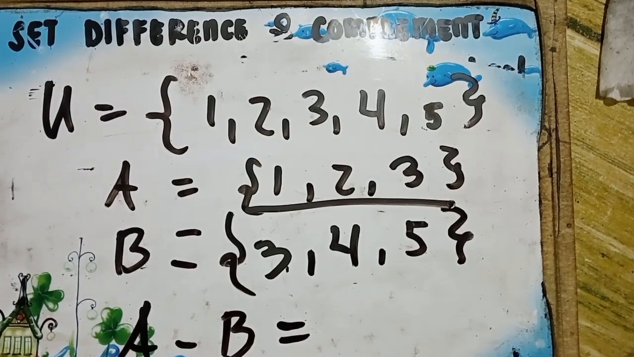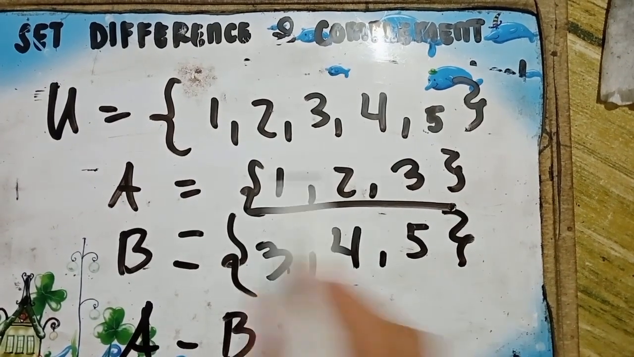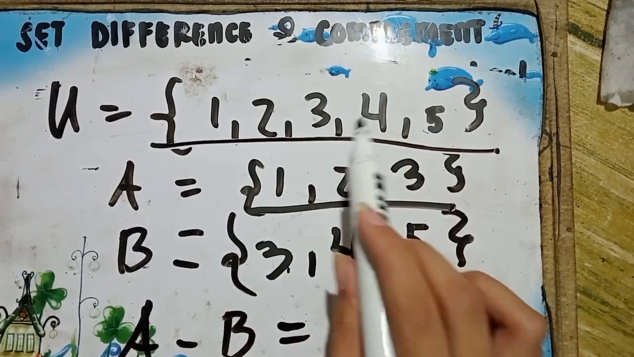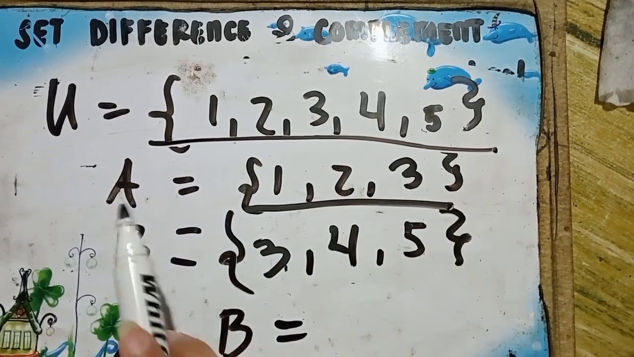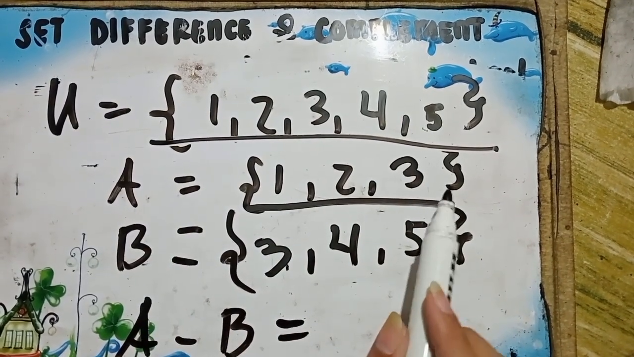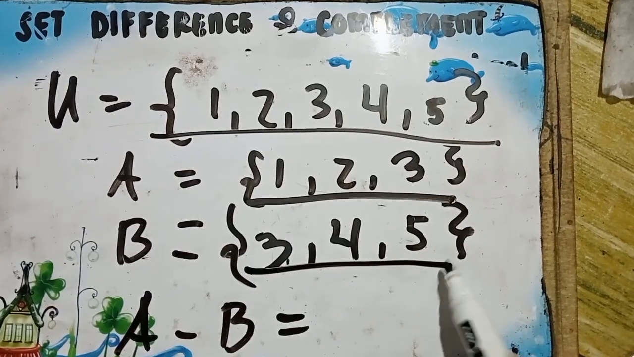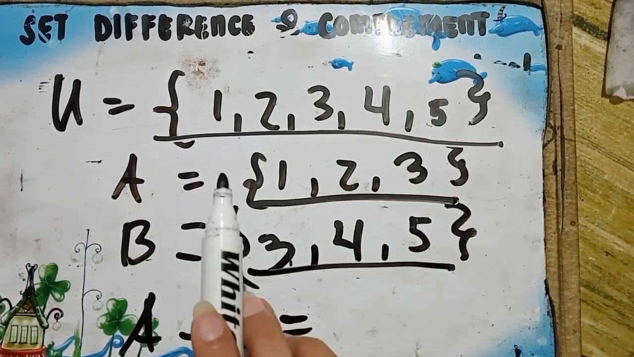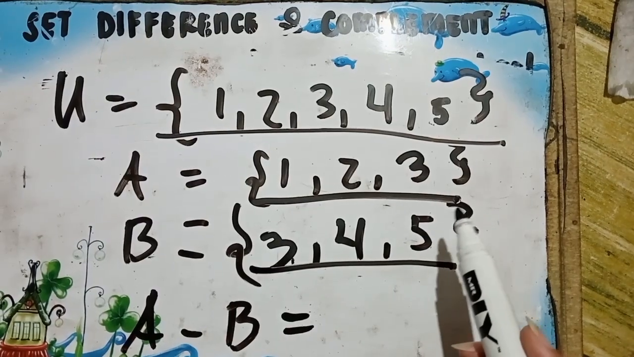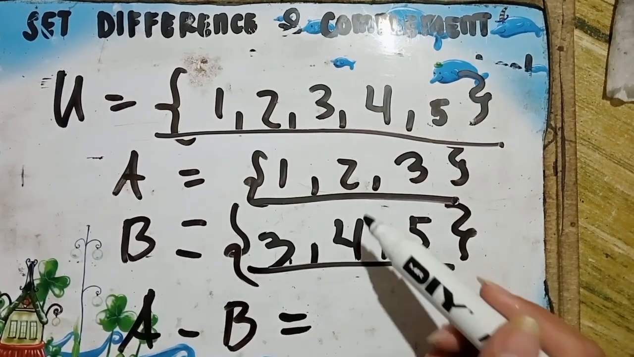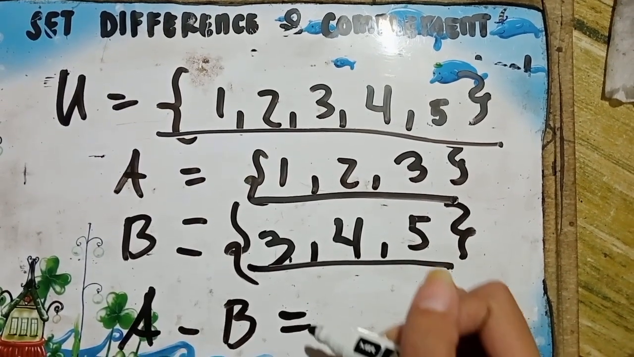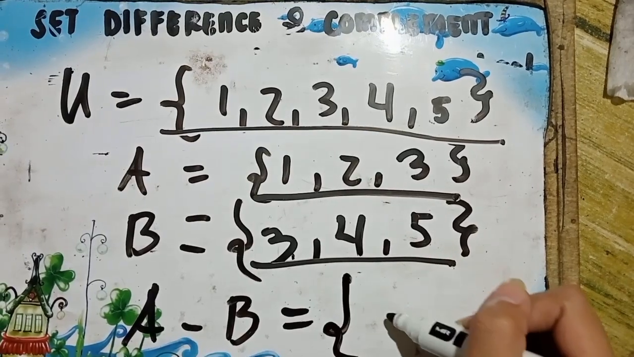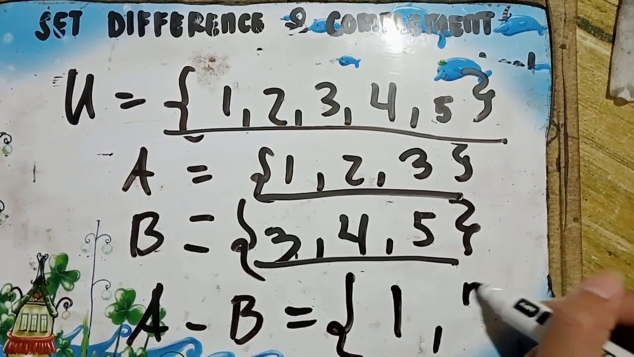Now let's practice together. Our universal set is 1, 2, 3, 4, and 5. Our set A is 1, 2, 3, and our set B is 3, 4, 5. Again, set difference is the elements in A that are not in B. What elements in A are not in B? So A minus B equals 1 and 2.